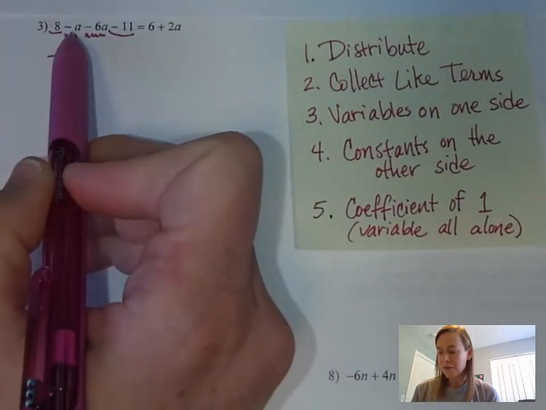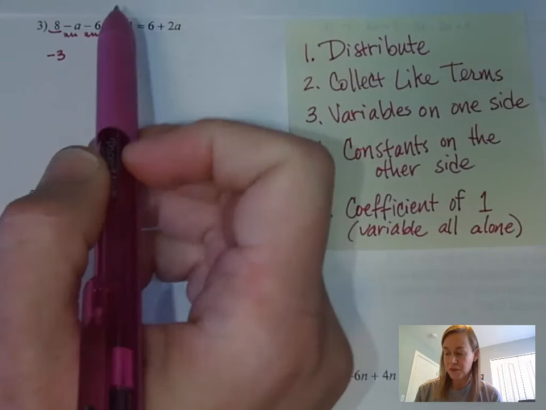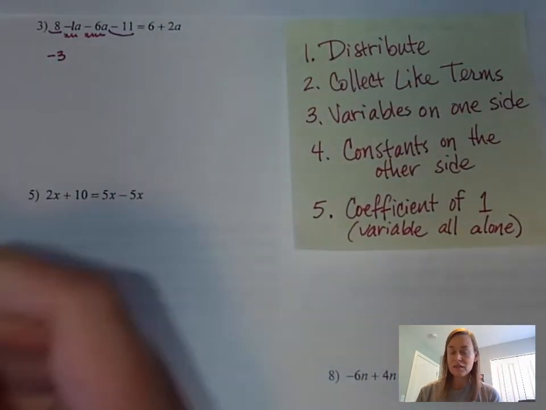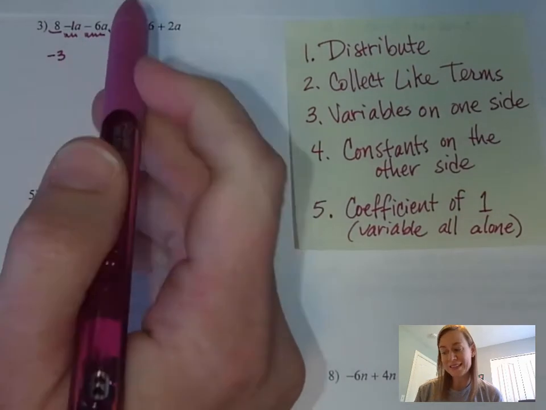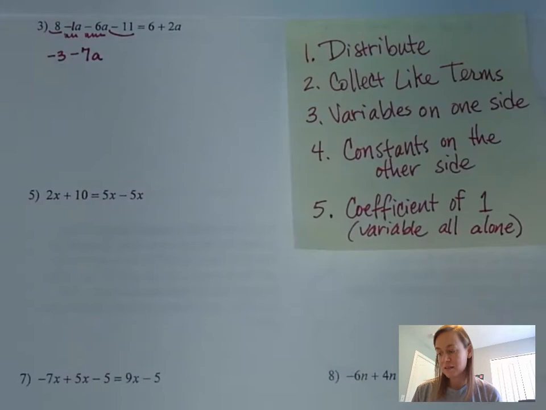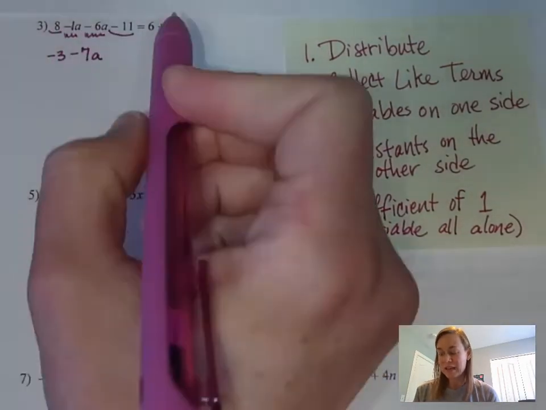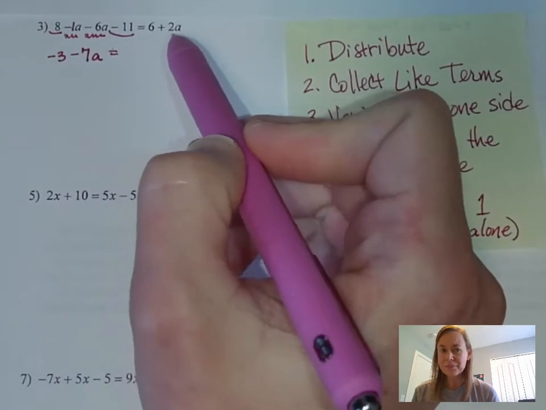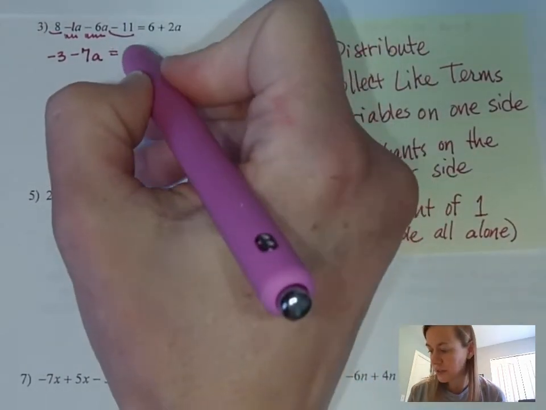And now negative a minus 6a. And if you want to think of that negative a as a negative 1a, you sure can. So negative 1 minus 6 is going to give us negative 7a. All right, we've simplified that side. And now on the other side of the equal sign, anything to simplify here? No, can't do anything there, so we're just going to bring it down.